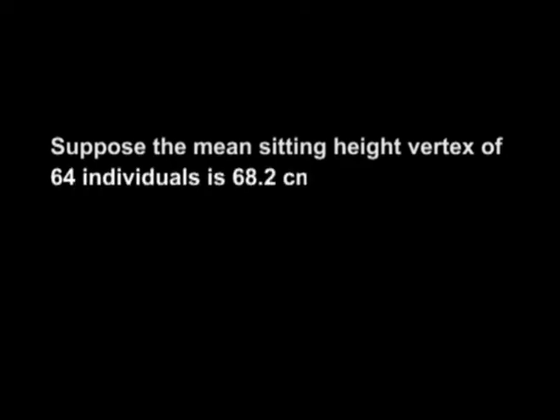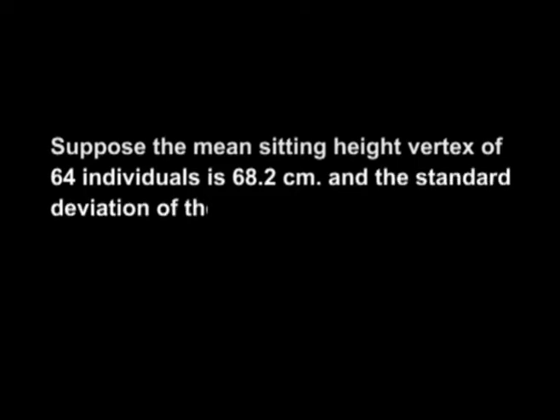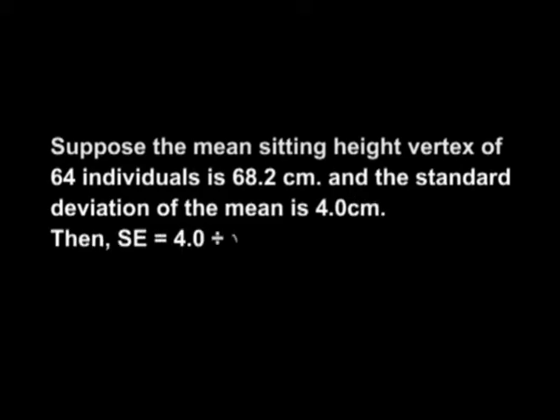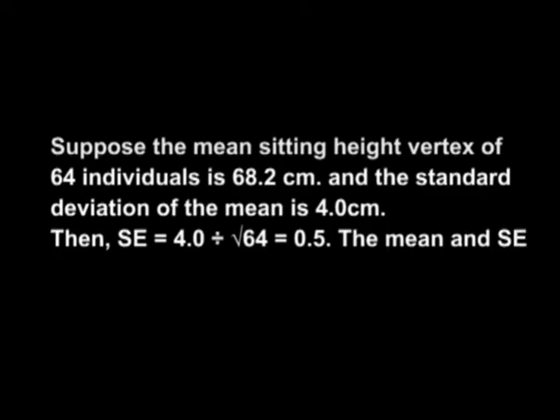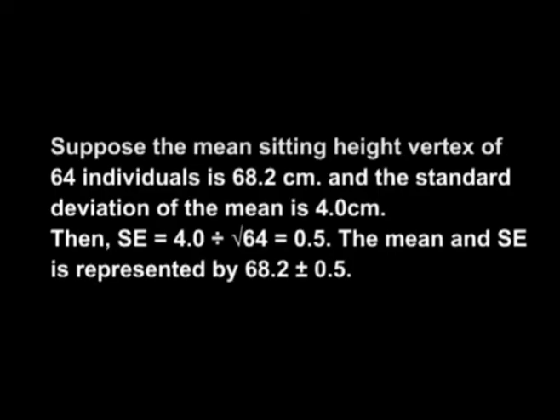Suppose the mean sitting height vertex of 64 individuals is 68.2 centimeter and the standard deviation of the mean is 4.0 centimeter. The standard error will be 4.0 divided by square root of 64, and that will give you a value of 0.5. The mean and standard error is represented in this way. You see, 68.2 plus minus 0.5.